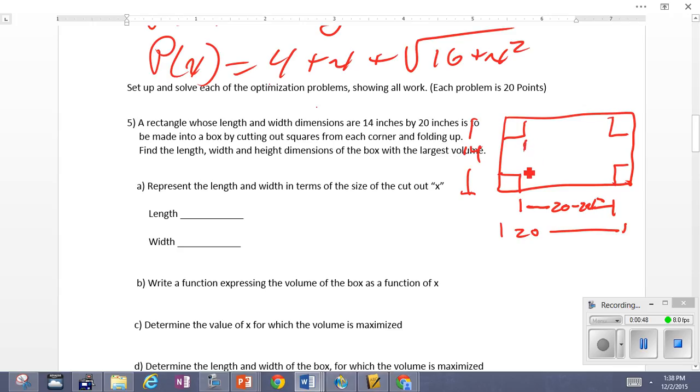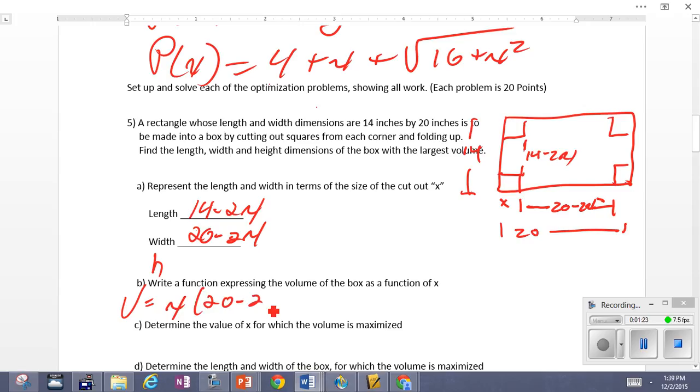This inside dimension here is 14 minus 2x, which serve as the length and width. Makes no difference which is which, obviously. 14 minus 2x and 20 minus 2x. Okay, so write an expression for the volume. The volume is length times width times height. The height would be, as we saw in the videos, this would fold up. This is x, so that would be the height. So the function is x times 20 minus 2x times 14 minus 2x.